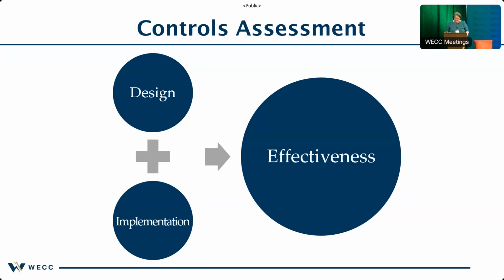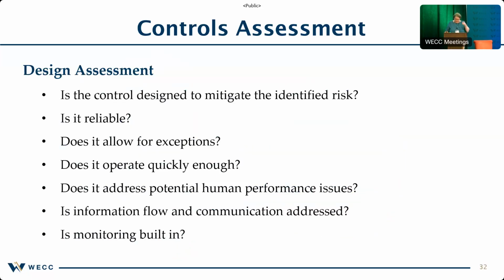Effectiveness is based on two components. Oh, I just said that. Never mind. The very first question you ask is: is the control designed to mitigate the identified risk? I feel like I'm beating a dead horse here because I know everybody's been talking about risks today, yesterday and today. Does it address your potential failure points? Does it do so alone or in conjunction with other controls?